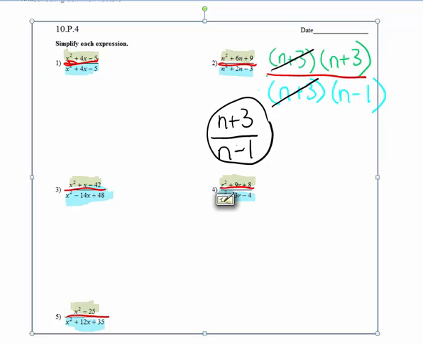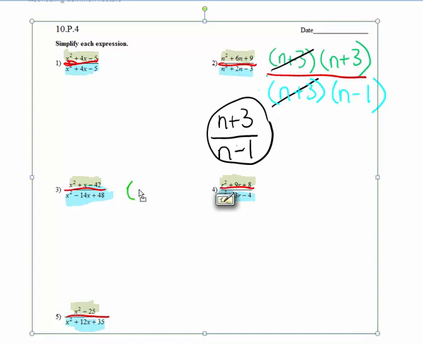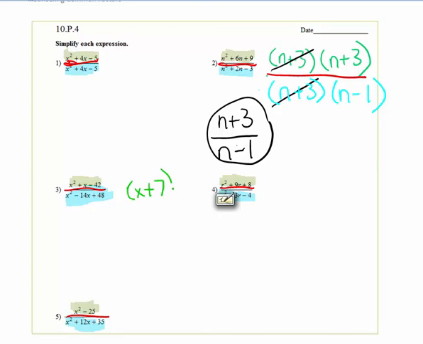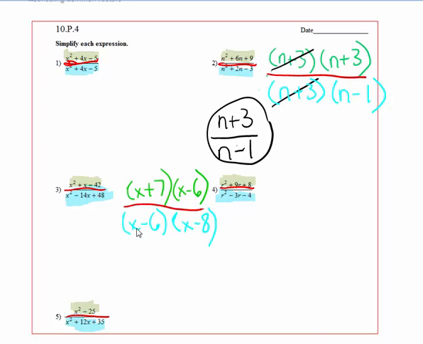So coming back down here, let me demonstrate. For number 3, the top is going to factor to x plus 7 times x minus 6. That's a multiplication problem. This on the left is being multiplied by this on the right. Put my fraction line down. There we go. And now I'm going to factor the bottom. All right, so that's factored right there.